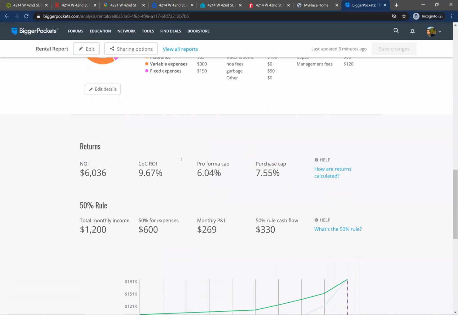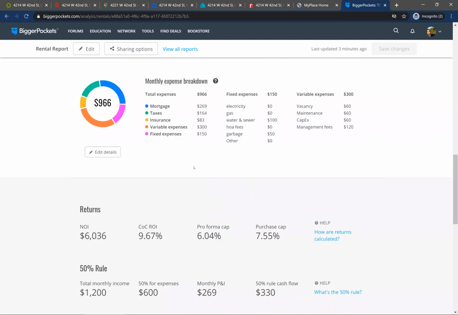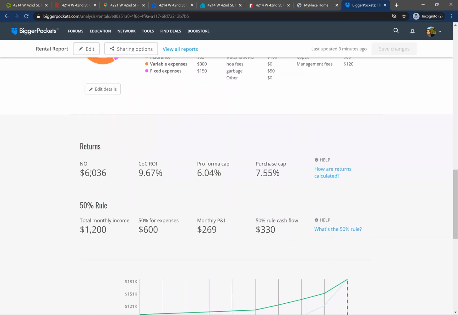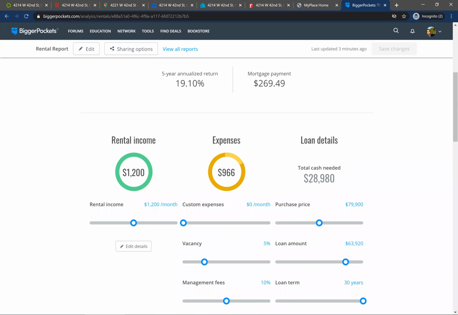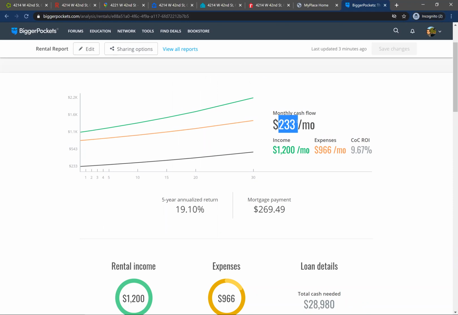As a whole, you can see the returns part of this calculation. Our NOI, net operating income, is $6,000 per year. Our cash on cash return is 9.67%. And how much cash do we need to close this property? The total cash needed is $28,980 based on the 20% down payment. If the down payment percentage increases, then the total cash will increase. And you are getting $233 per month, and the cash on cash return is 9.67%, which is a decent return for our case.